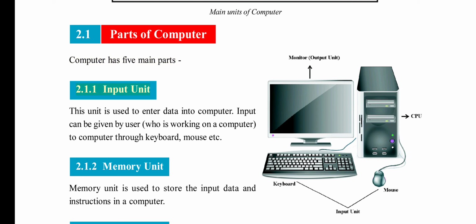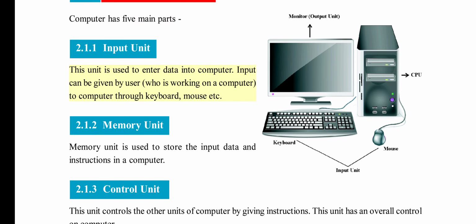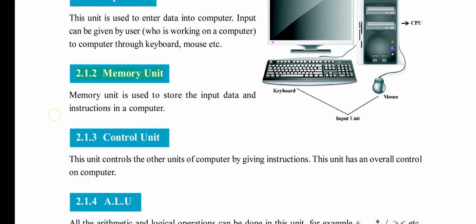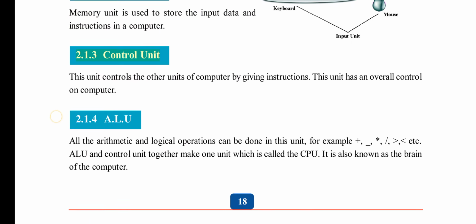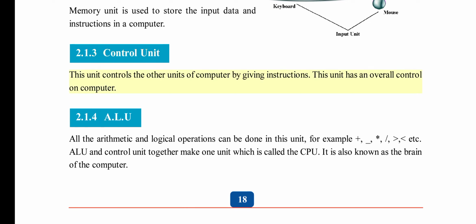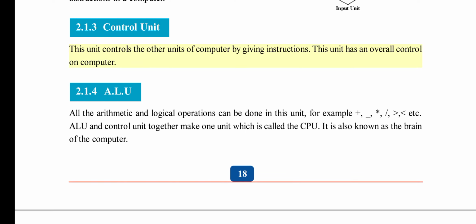2.1.1 Input unit. This unit is used to enter data into computer. Input can be given by user who is working on a computer to computer through keyboard, mouse, etc. 2.1.2 Memory unit. Memory unit is used to store the input data and instructions in a computer. 2.1.3 Control unit. This unit controls the other units of computer by giving instructions. This unit has an overall control on computer.